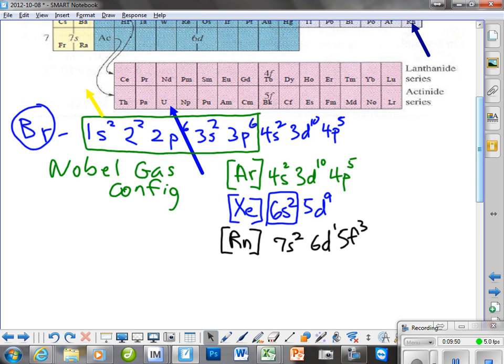Very simple compared to having to write the whole thing like we did with bromine. Okay? We have a pretty good feel for that?